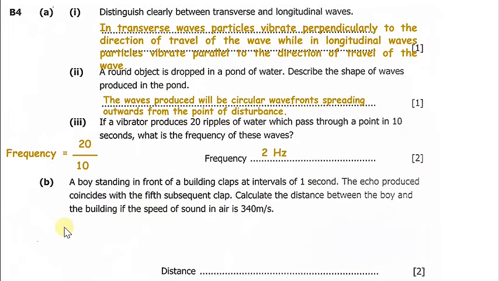So it's like the boy claps, the sound goes to the building and then it comes back. Time elapses there, it's 5 seconds. Then they're saying calculate the distance between the boy and the building if the speed of sound in air is 340. So here it's just a matter of using this formula.